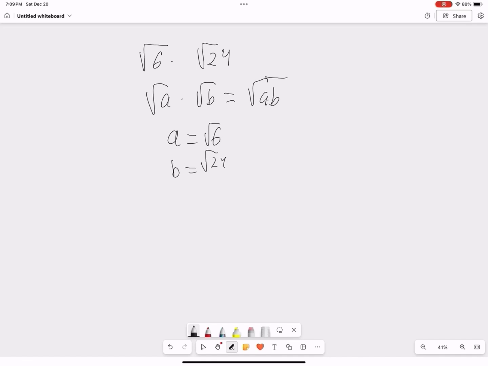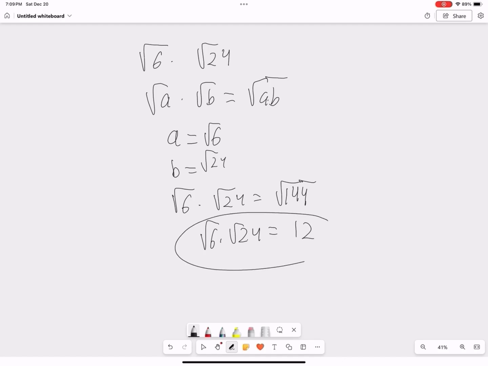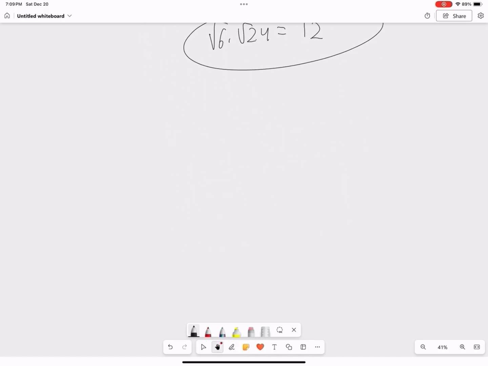So 6 times 24 is 144. So the square root of 6 times the square root of 24 is equal to the square root of 144. And it turns out 144 is a perfect square because 12 times 12 is 144. So that means the square root of 6 times the square root of 24 is equal to 12. There we go. Let's try another one.